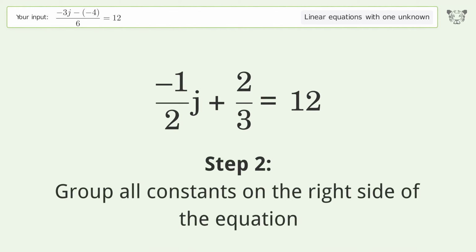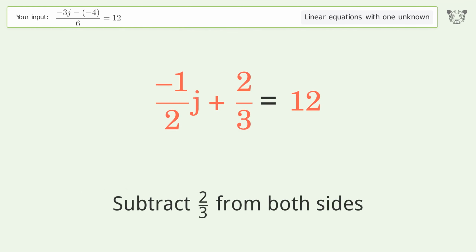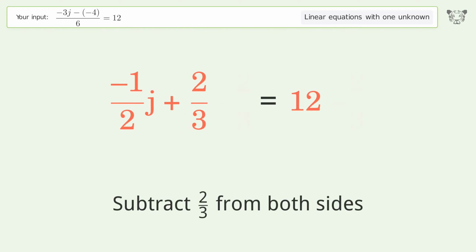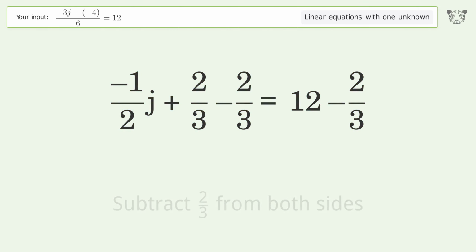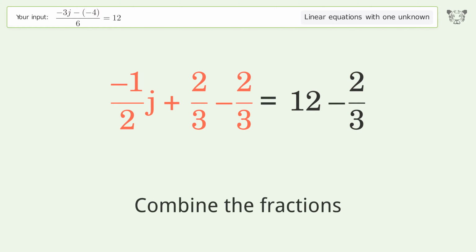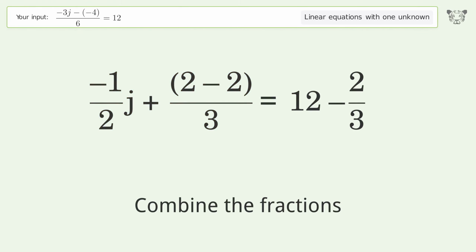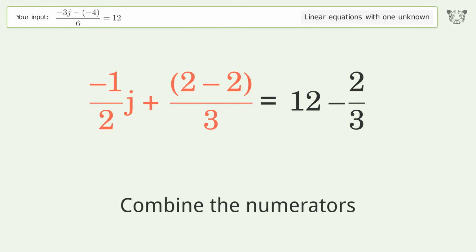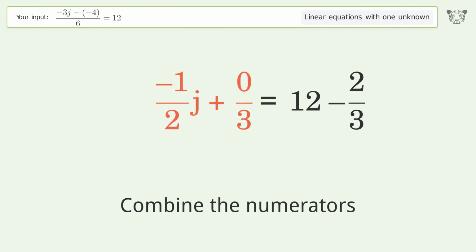Group all constants on the right side of the equation. Subtract 2/3 from both sides. Combine the fractions. Combine the numerators. Reduce the zero numerator.